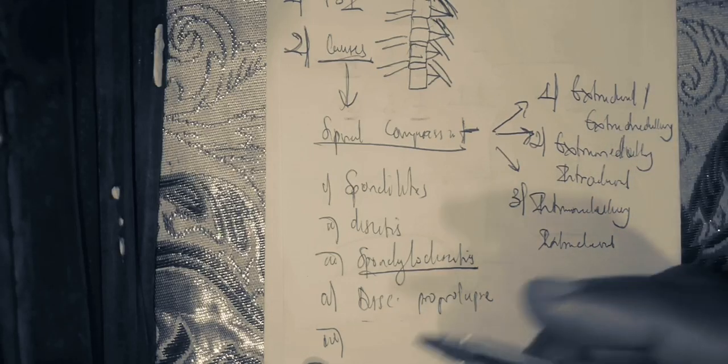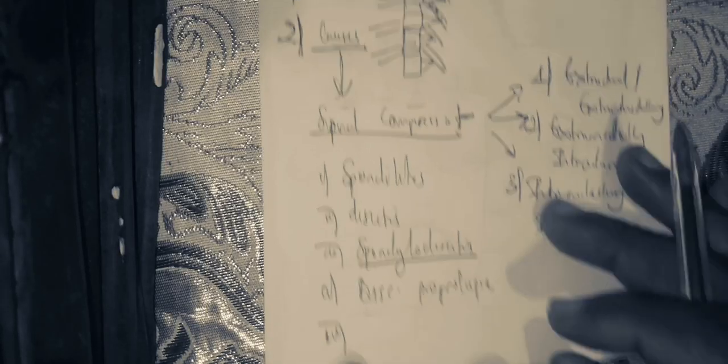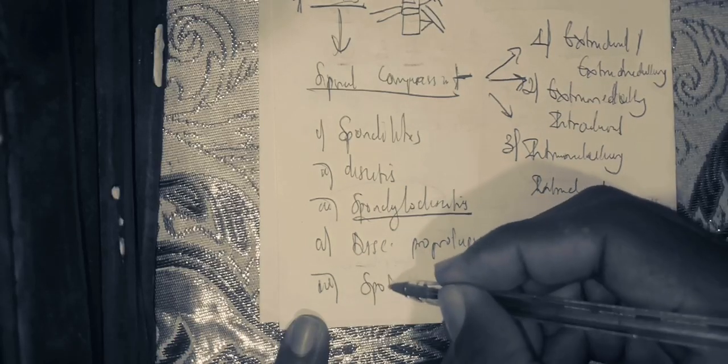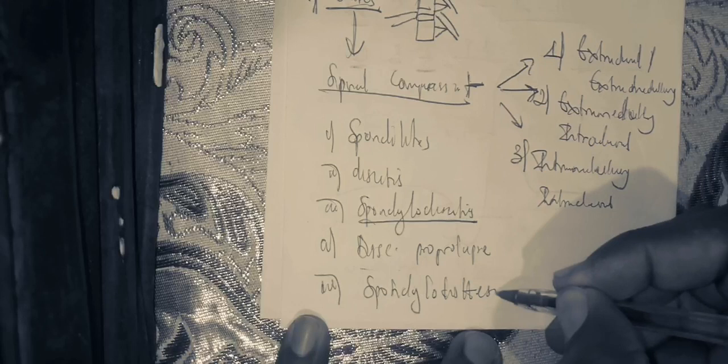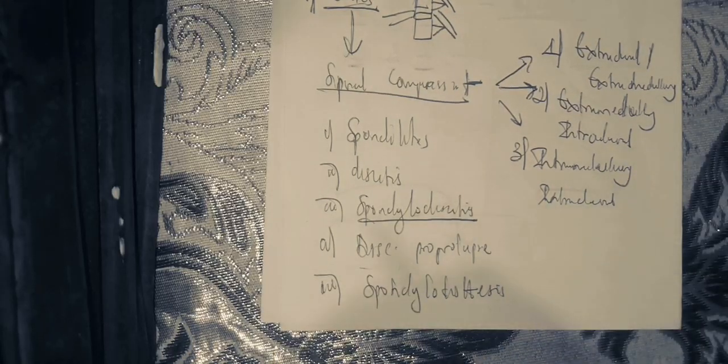After the disc prolapse, you have also the shift of the disc, like the slipping of the disc in the case of a spondylolisthesis. Spondylolisthesis is a displacement of a vertebral body, of a vertebra, either anteriorly or posteriorly. Anteriorly is called an anterograde spondylolisthesis, and posteriorly is a retrograde spondylolisthesis.